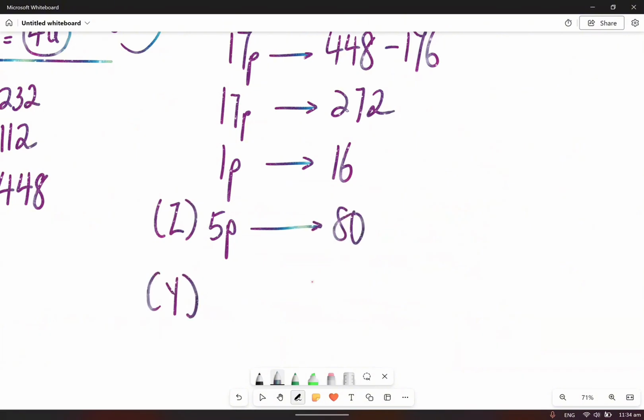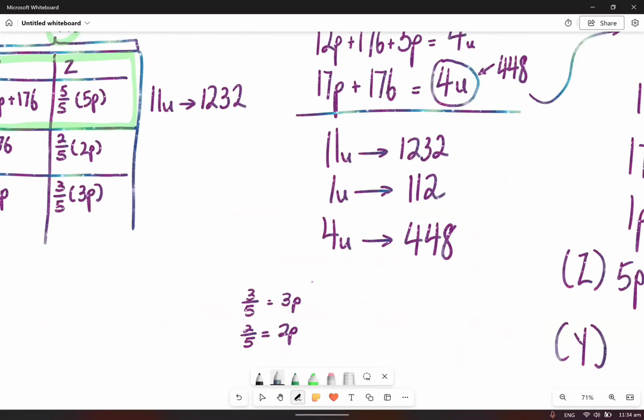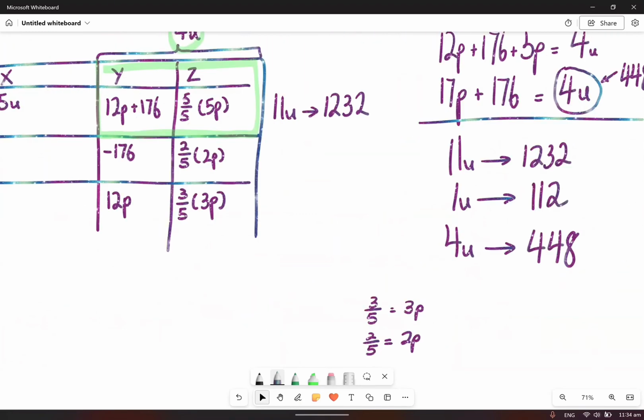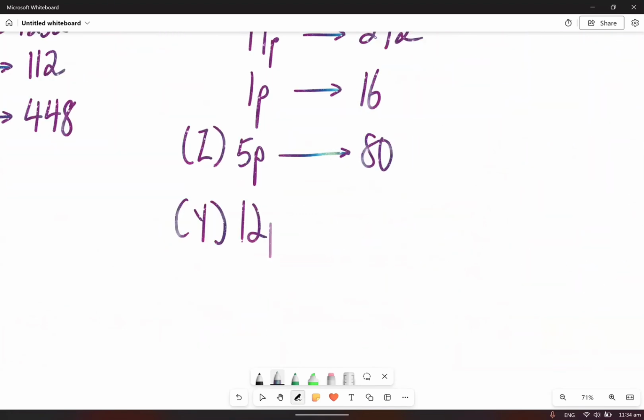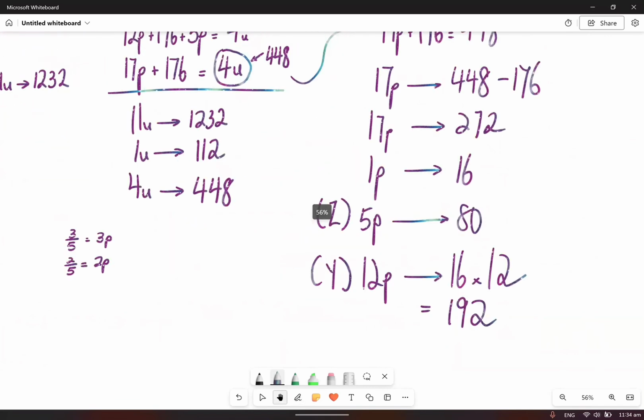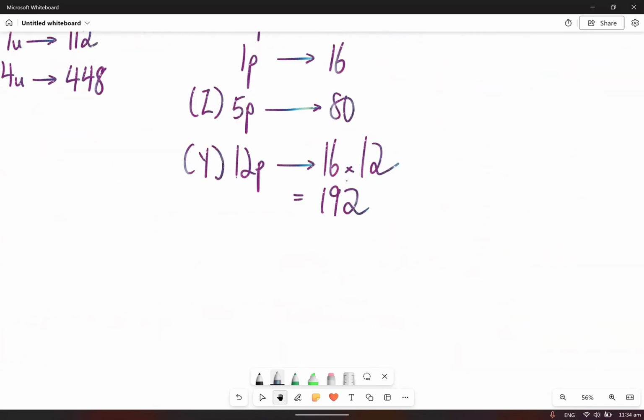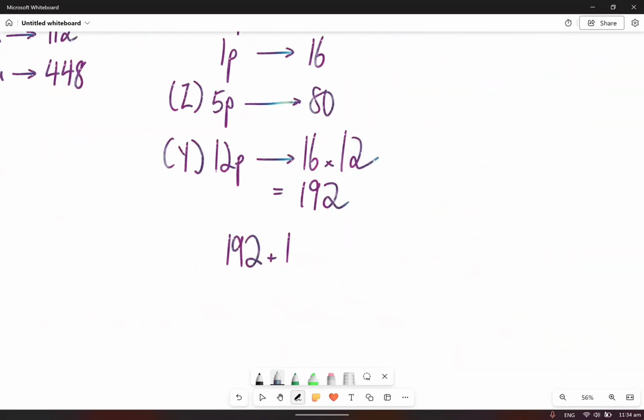Well, for box Y itself, as you can see over here, is 12 parts plus 176. So we will say that 12 parts is actually equals to 16 times 12. Okay, when I do that, I'll get to an answer of 192. All right, and then after that, from here itself, 12 parts is 192. So what I can do is basically just 192 plus 176. 192 plus 176, we get to an answer of 368. So this is actually for Y. All right, I apologize. This shouldn't be for Y. This is only part of Y.